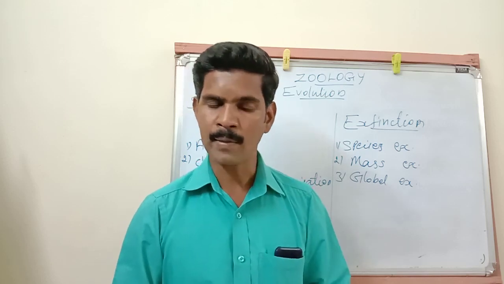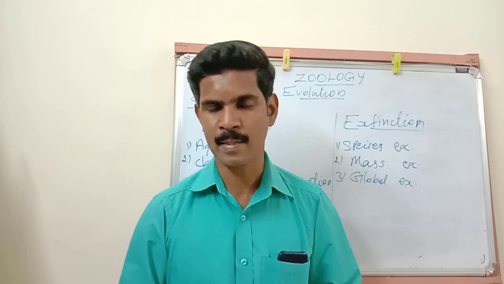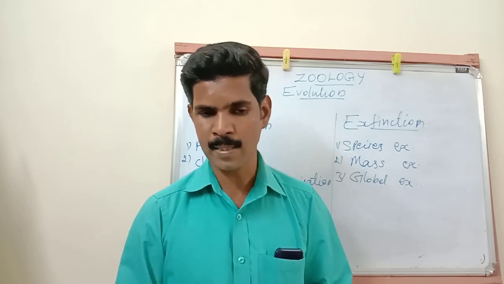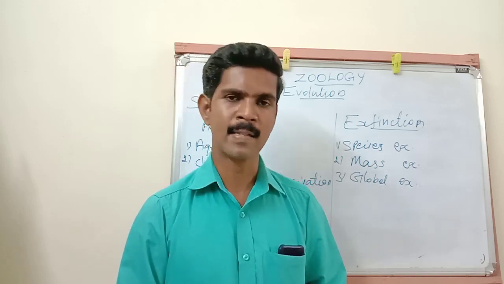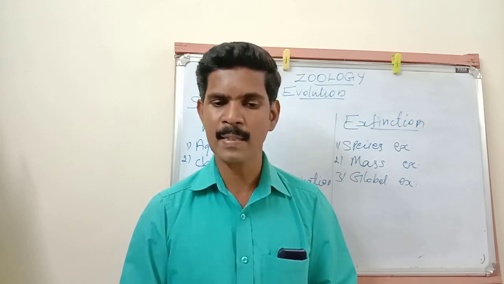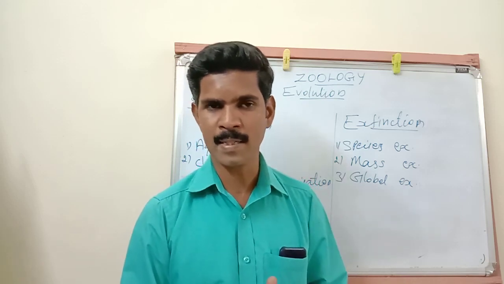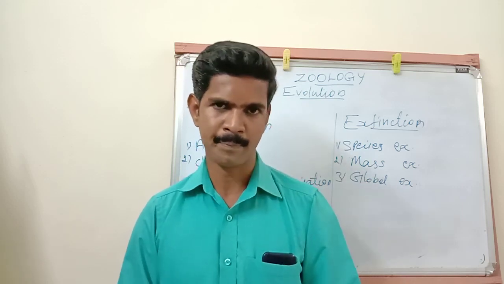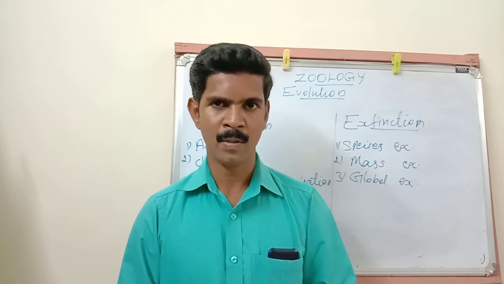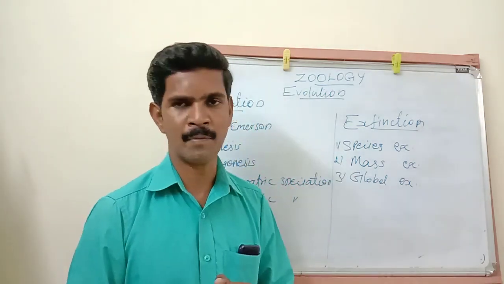These extinctions are otherwise called KT extinctions. KT extinction means Cretaceous and Tertiary period. The extinction takes place between the Cretaceous and Tertiary period. So now we have completed 2 important levels of extinction.